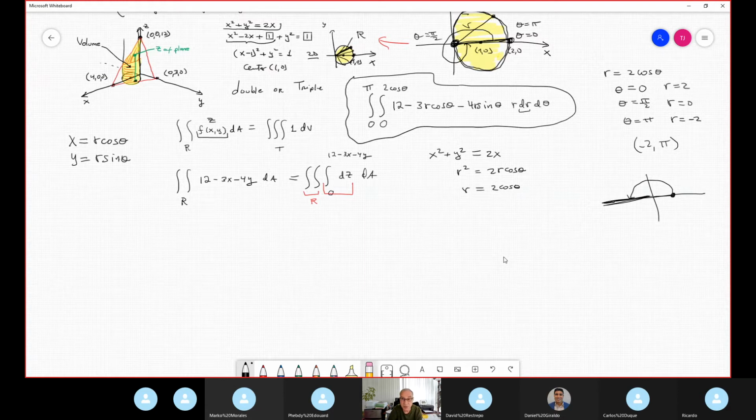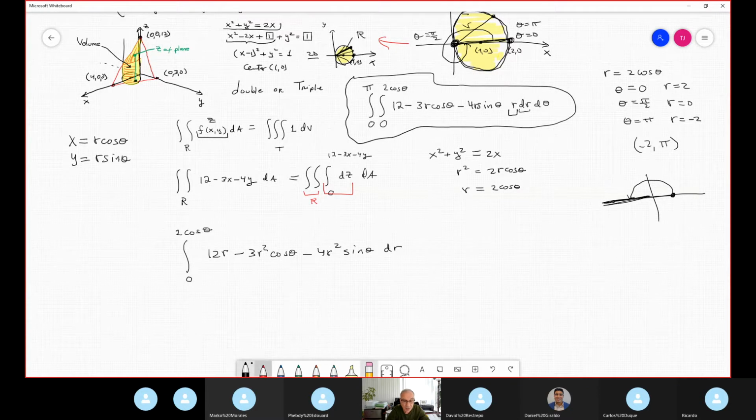So now, multiplication, everything by R. The double integral that we need to do is the integral from 0 to 2 cosine theta of 12R minus 3R squared cosine theta, because you multiply by this R, the Jacobian part, minus 4R squared again, sine theta, dr. So we focus on the first part of the integral.